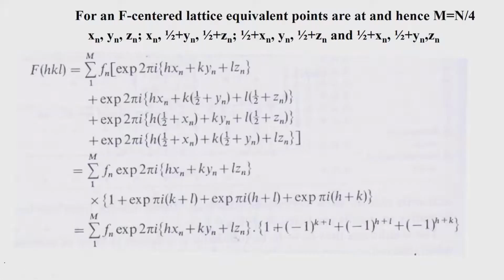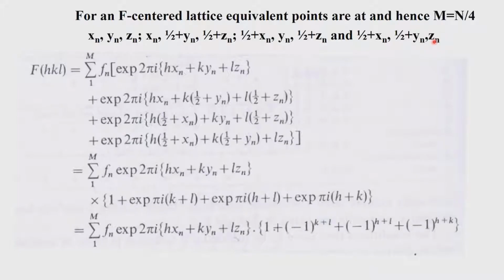So these are the 4 equivalent points in case of F centered lattice. We have xn, yn, zn. This will be equivalent to xn plus half, yn plus half, zn. This represents the A centered lattice. xn plus half, yn, zn plus half, this represents the B centered lattice. xn, yn plus half, zn plus half represents the C centered lattice. So when all these faces are centered we have a face centered lattice.